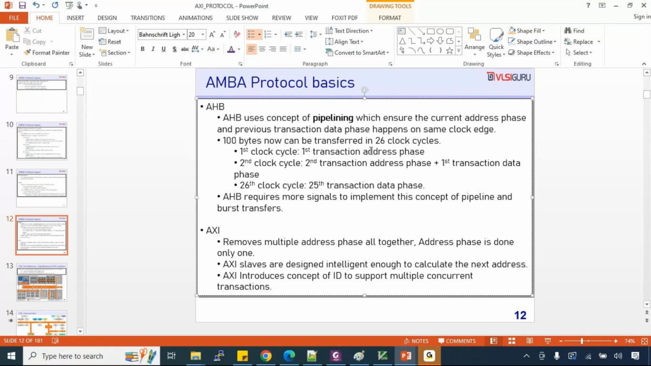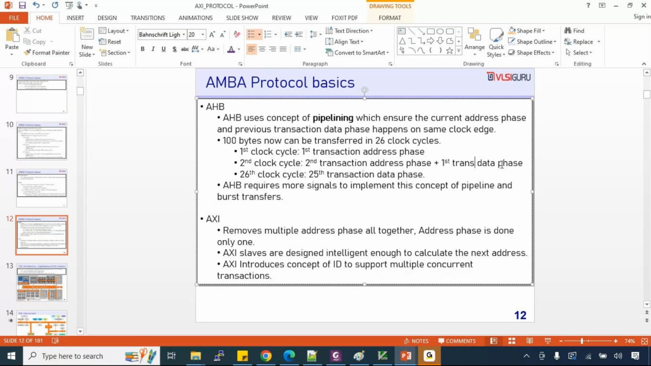Why 26 clock cycles? In the first clock cycle, you do only the address phase because you need to give the address information, right? Only then the data will come in the next clock cycle. So in the second clock cycle, you do the second transaction address phase plus the first transaction data phase. In the 26th clock cycle, the 25th data phase will happen, the last data phase. So finally, how many clock cycles do you require in total? 26 clock cycles. So isn't it an improvement?